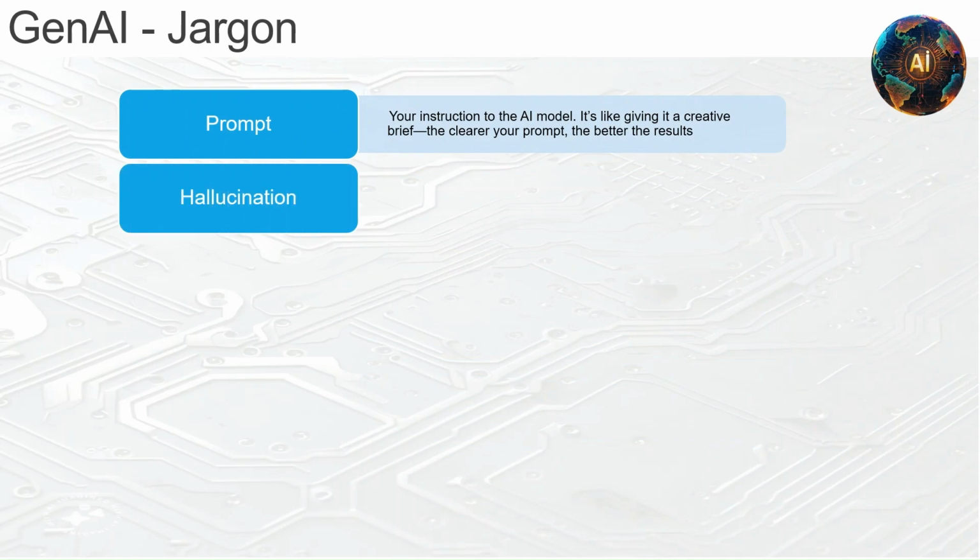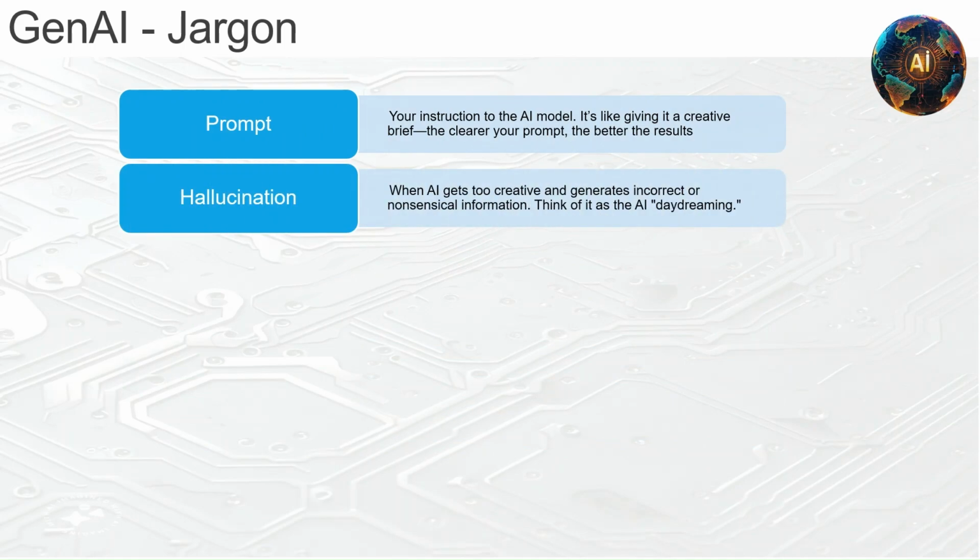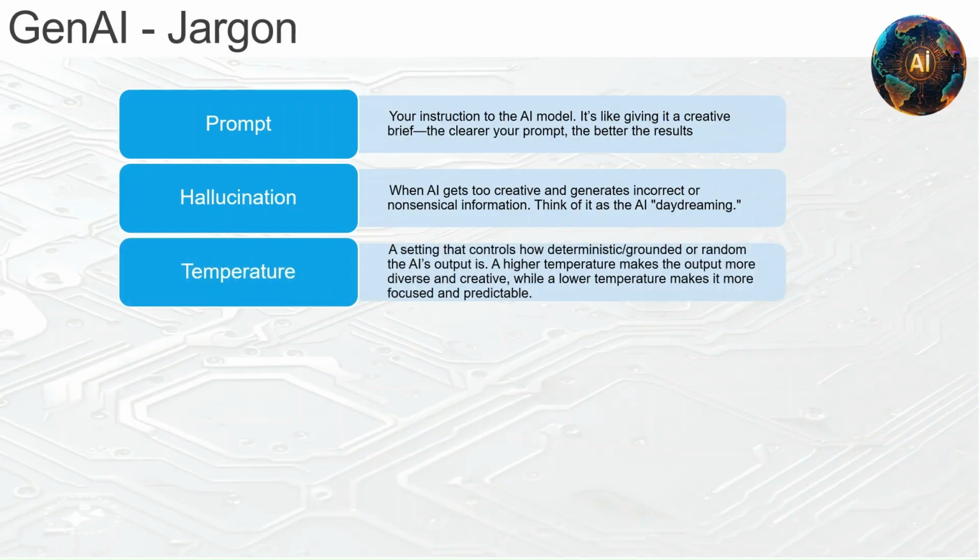Now, sometimes GenAI models hallucinate. Hallucination is when GenAI models become too creative and they generate incorrect or nonsensical information. Think of it as AI daydreaming. Now, we can control this with a setting called temperature. Temperature is a setting that controls how deterministic or grounded, or how random, the GenAI output is. The higher the temperature, the more diverse and creative the output is, while a lower temperature makes it more focused and predictable.